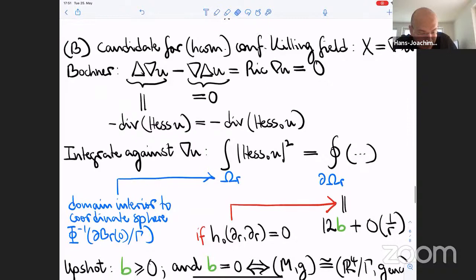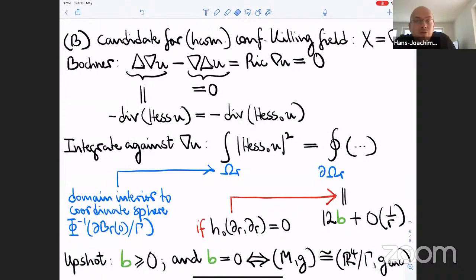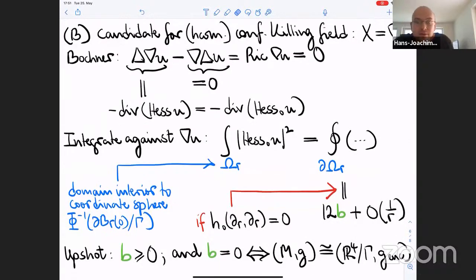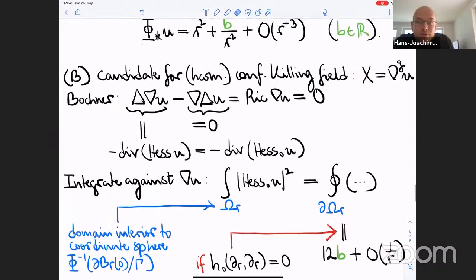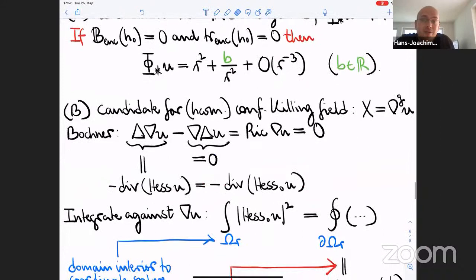And then I can just integrate this against the gradient of u and integrate by parts. Obviously on the left-hand side, the volume term is going to be the L2 norm squared of the trace-free Hessian. And this is going to be equal to some boundary term. I want to integrate this over a domain omega r, where omega r is a region in the manifold, the region that's interior to the coordinate sphere at height r. So I'm using my given diffeomorphism to map the Euclidean coordinate sphere to the ALE space, and then I'm looking at the domain interior to this. And then, of course, you want to calculate the asymptotic boundary term. What you get is that it's equal to 12b plus terms that go to 0, where b is exactly this nice Green's function term from the asymptotic expansion of this special function.